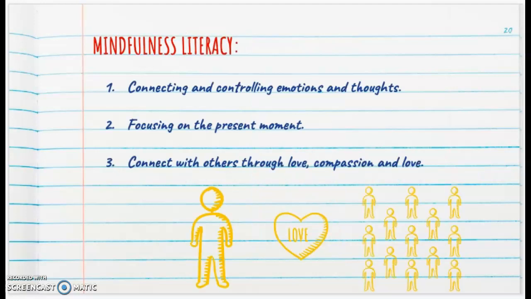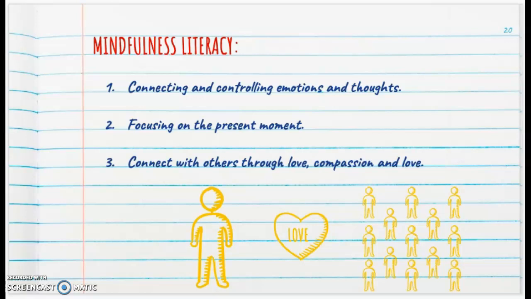Even though there are still many things to learn and the process could be very long, I have been connecting and controlling more my emotions and thoughts, focusing on the present moment and interacting with others through kindness, compassion, and love.